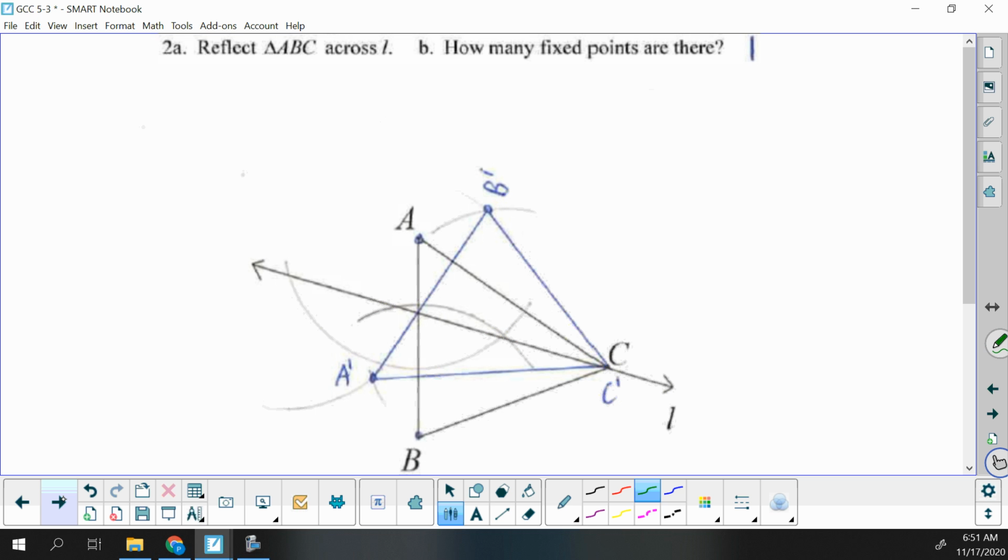Here's another reflection we had to do. We had to reflect A over, do an arc, keep your compass the same, do the arc from both intersection points to get the image, the A prime. Same thing for B. And then C stayed put because it was on the line of reflection. So C and C prime are the same point. So therefore, we did have one fixed point in this problem.